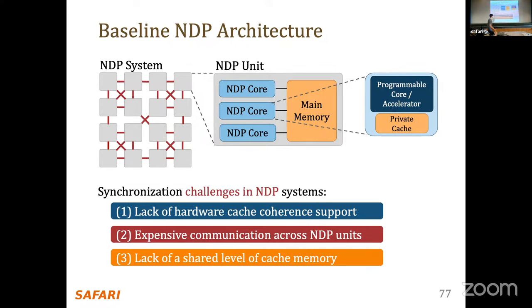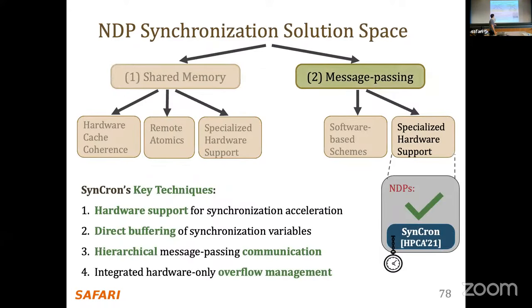So in principle, you prefer to avoid that communication. And also, there is a lack of a shared level of cache memory. In a multi-core CPU, for example, where you have several cores, let's say 8 or 16, all of them have access to the same last level cache, a common memory space that all threads can access, and we can use it for synchronization of different threads running in different cores. But here, the PIM system is more like a distributed system. There is no shared level of cache. So techniques that have traditionally worked well for other types of compute systems like CPUs or GPUs might not be good for PIM systems. That's why it's necessary to come up with something new.